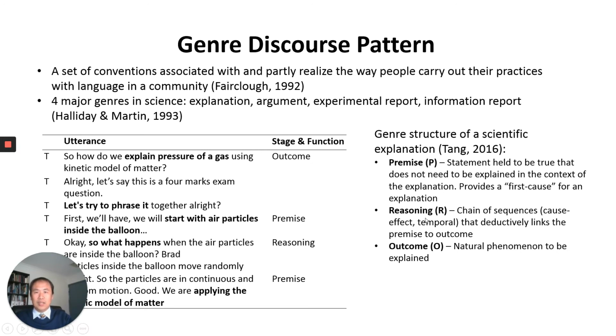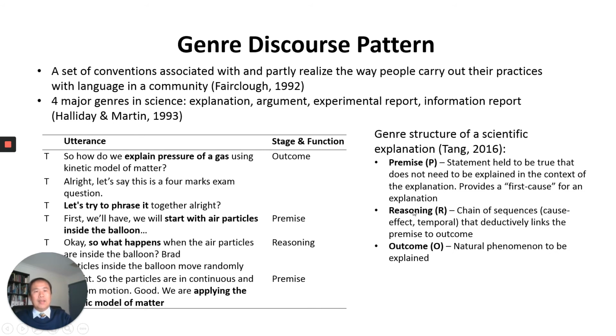The second part is a reasoning, which is a chain of sequences that deductively links the premise to the outcome. And the outcome is simply the natural phenomenon to be explained. If you look at this transcript here, you can see how different statements correspond to different parts of the genre structure. However, you will notice that the genre structure is very implicit, in that the teacher never actually communicates to the students what exactly the structure of an explanation is. Neither does he communicate what is required from the students to construct this explanation.